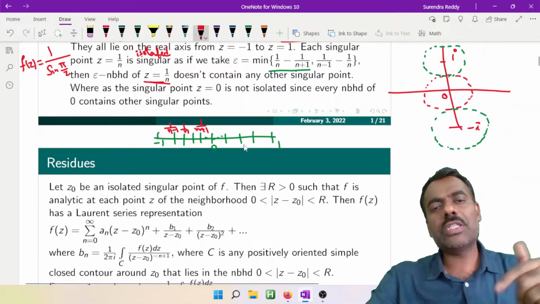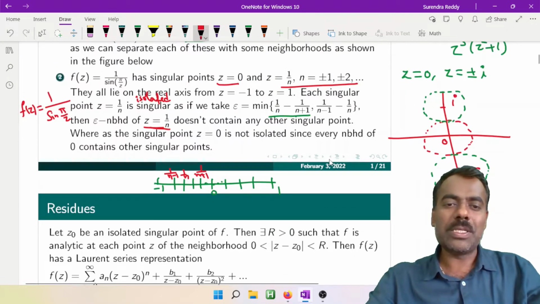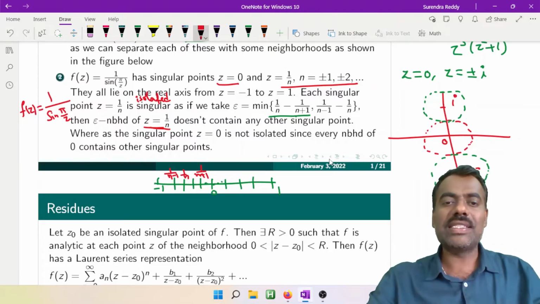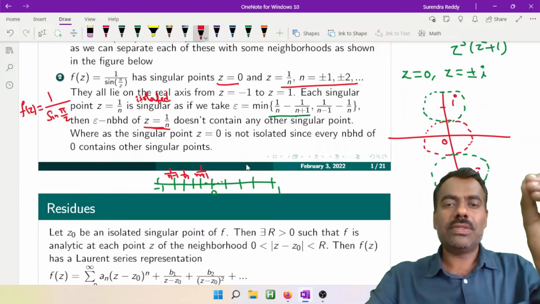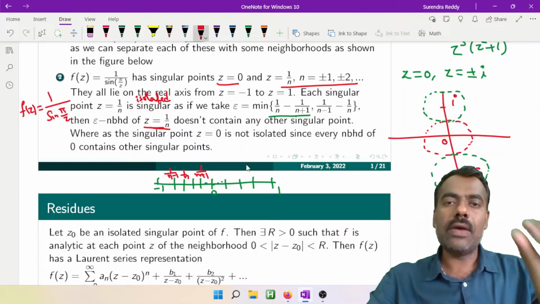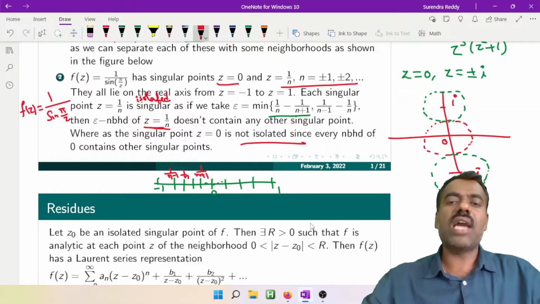That means however small a neighborhood we take, by using the Archimedean principle, there exists a natural number n such that 1 by n is less than that epsilon. Therefore at least one singular point will be there in however small a neighborhood we take. So therefore z is equal to 0 is not an isolated singularity.